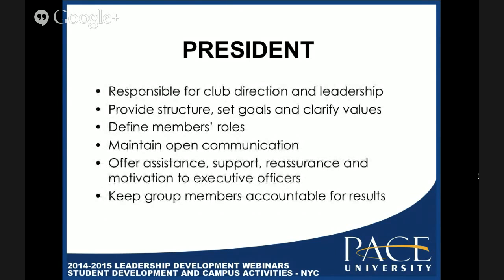The President's role is to provide direction and leadership for the Executive Board and the members at large by providing structure through goal setting and explaining the officers' and members' roles as they relate to the organization's mission and values. An important role of the President is to maintain open communication with all members through consistent support, reassurance, and motivation. The President also keeps group members accountable for achieving the goals of the organization.